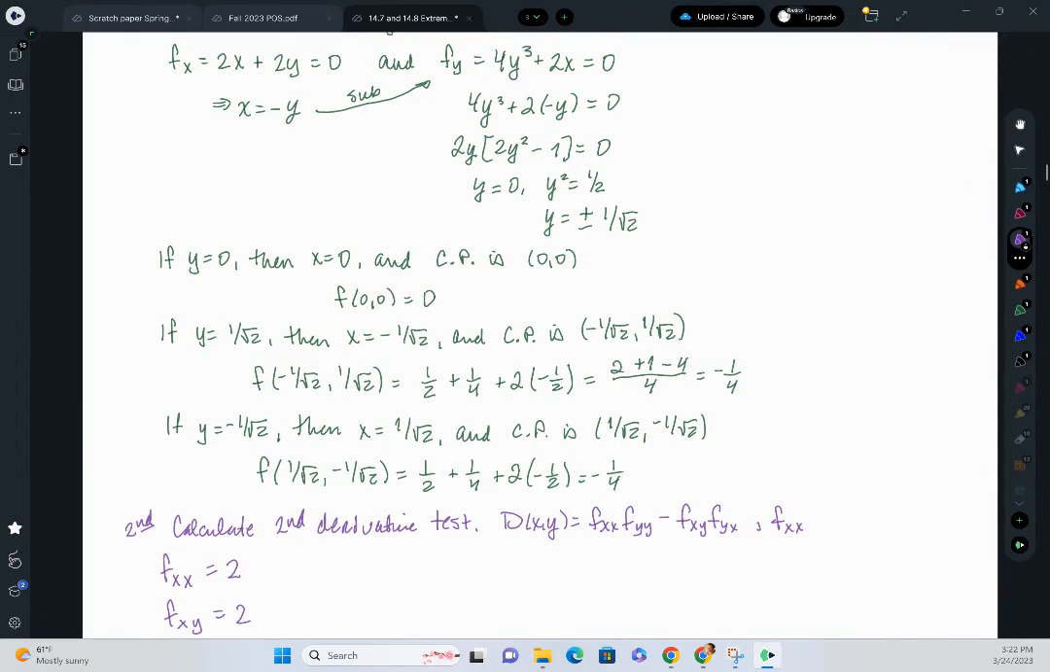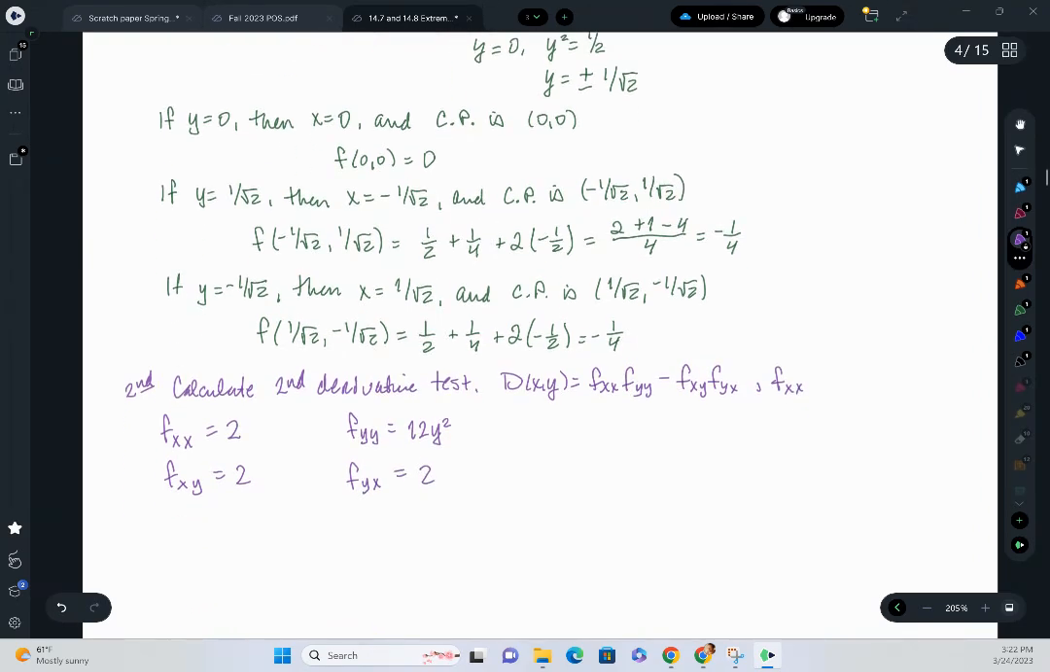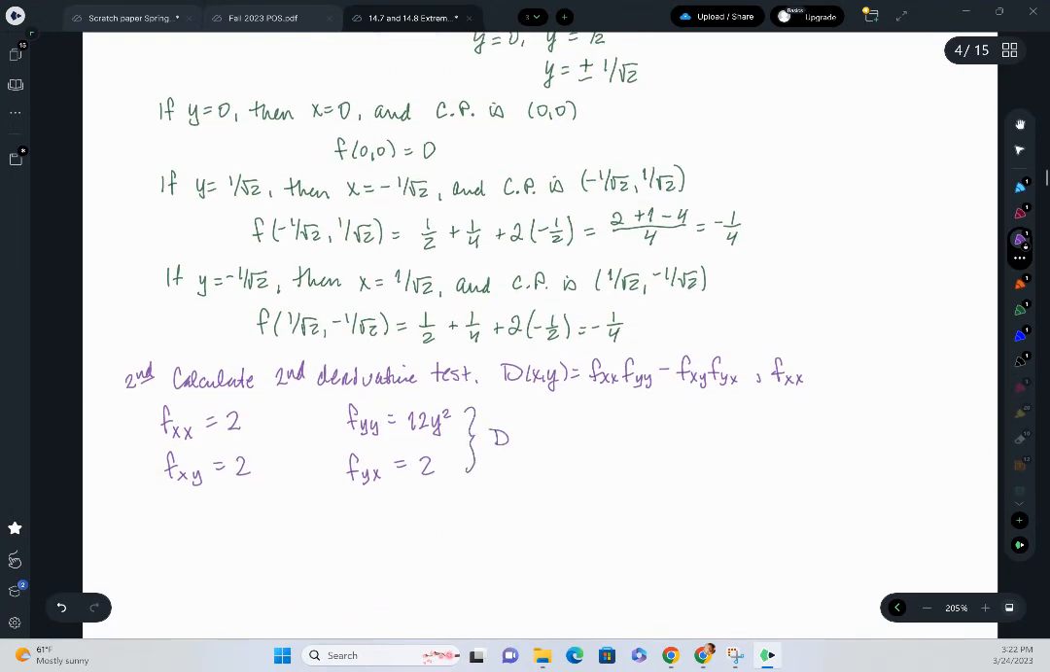That wasn't bad. All right, now f sub y, starting with the first derivative with respect to y, if I take that derivative with respect to y again, I get 12y squared, and f sub yx is 2. Okay. So now I'm going to calculate big D. D of xy is f sub xx times f sub yy gives me 24y squared minus 2 times 2 is 4. Okay, so that has a variable in it. I don't know if things are going to be positive or negative. Pretty sure they'll be positive for most y values, but for some, no.